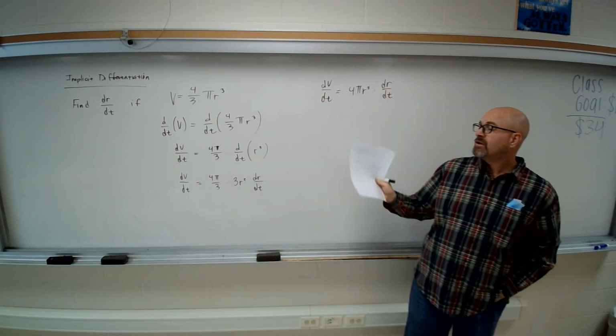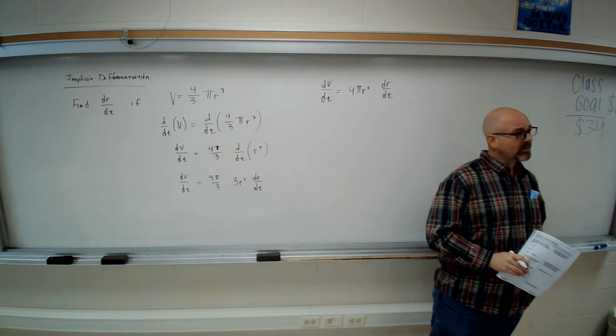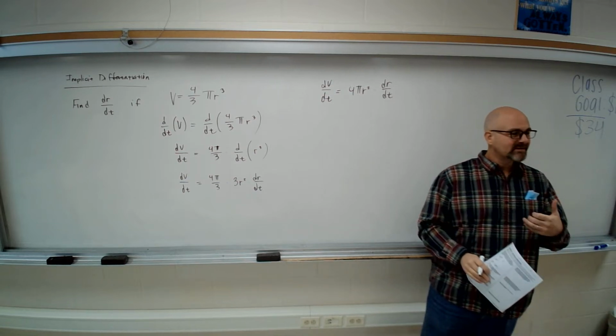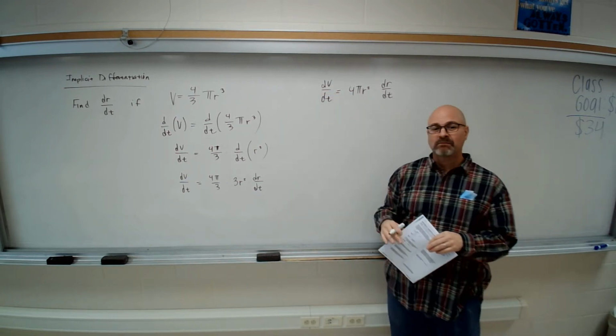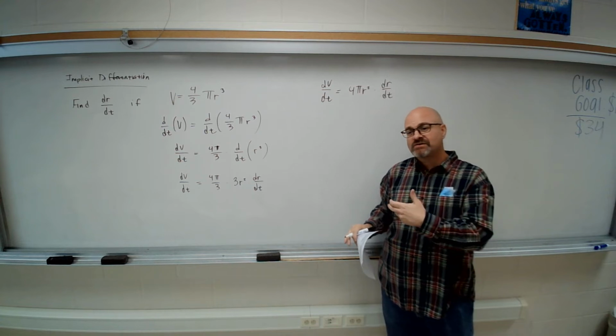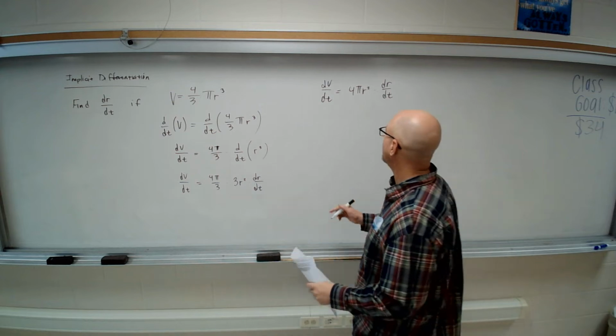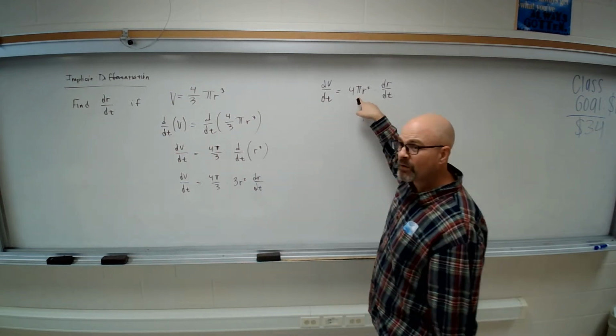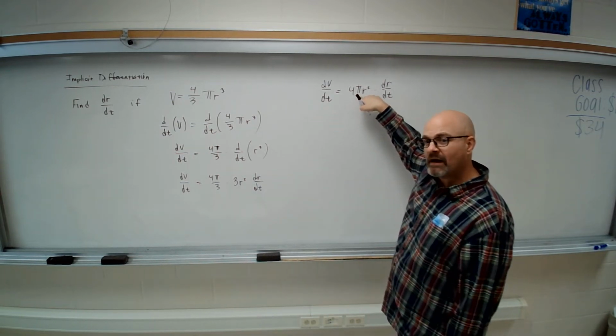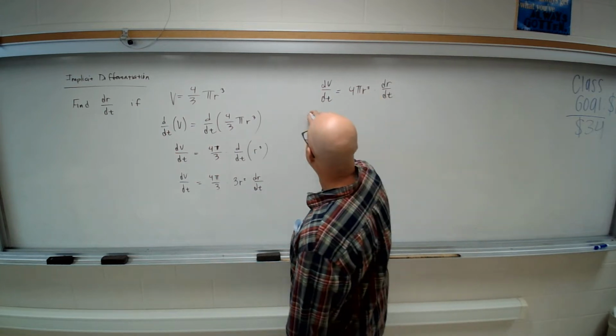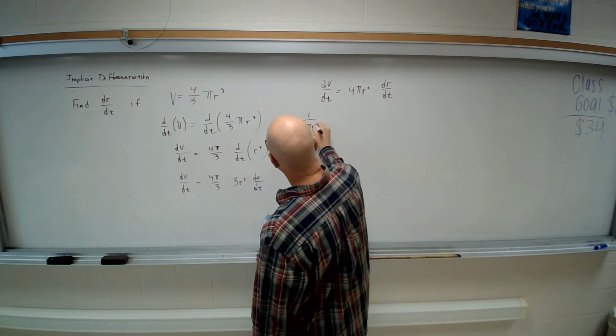Now at this point you could divide by 4 pi r squared. What I like to actually do though is, if I have anything that even looks remotely like a fraction, I choose to multiply by the reciprocal. I think it just looks cleaner. It's easier for me to understand. So this is 4 pi r squared. I don't want it on the right-hand side. So I'm going to multiply both sides by its reciprocal.